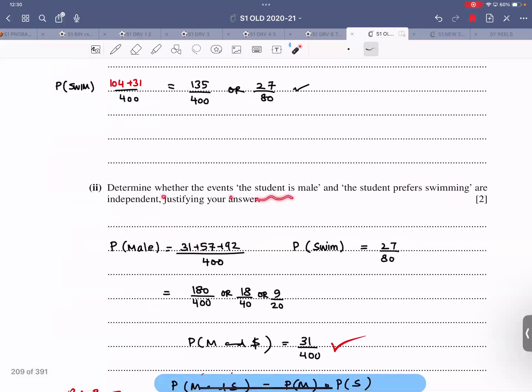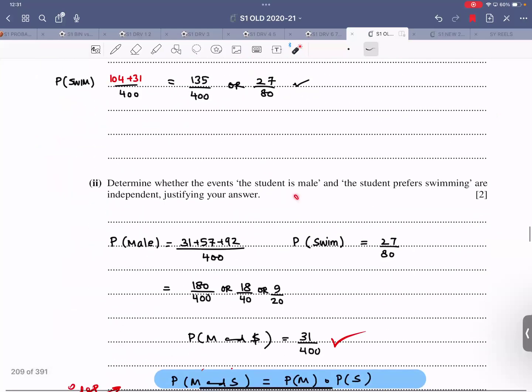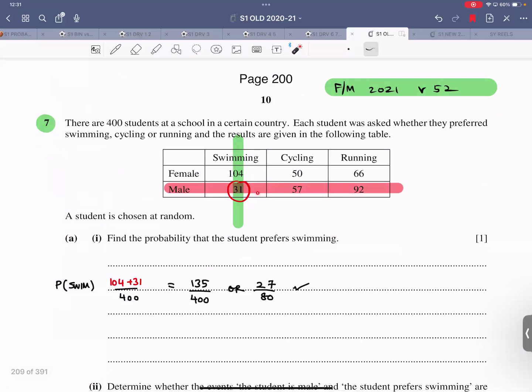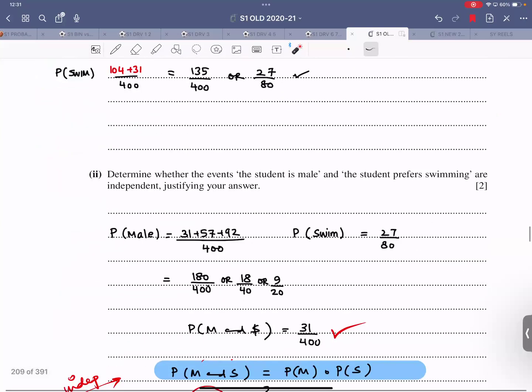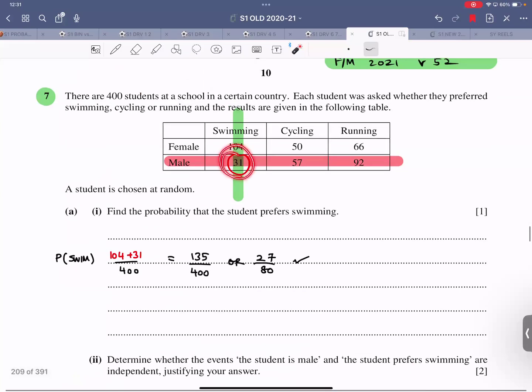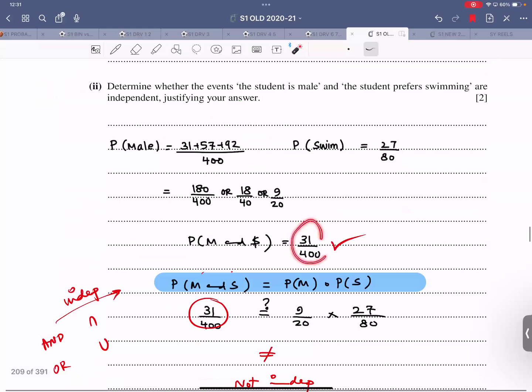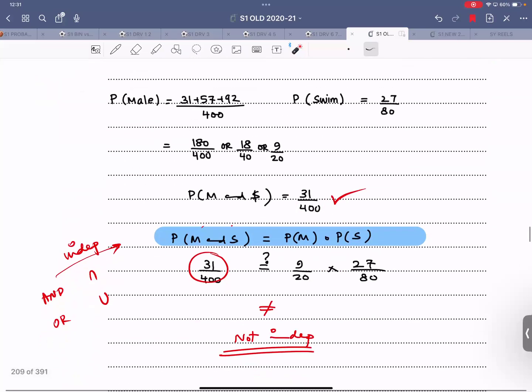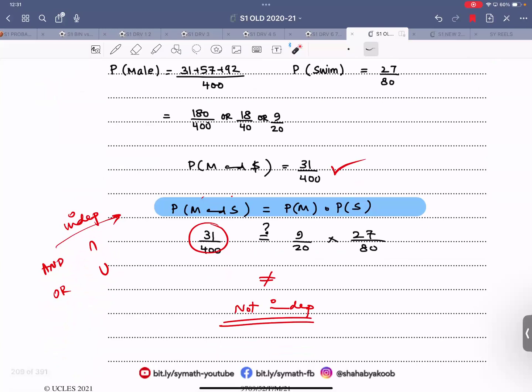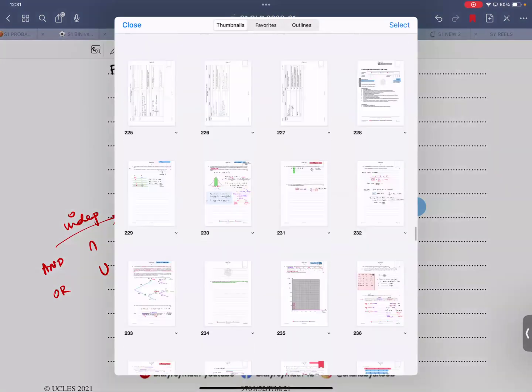Determine whether the events, the student is male and the student prefers swimming, are independent. So this is student prefers swimming. Student is male, that is 31 plus 57 plus 92, whatever, that is 180 over 400. Are these two events independent? What else do I need? I need the intersection. That is 31 over 400. If this is equal to the product of the individual probabilities, we will say it's independent. Otherwise, it's not independent. So this thing is also done.